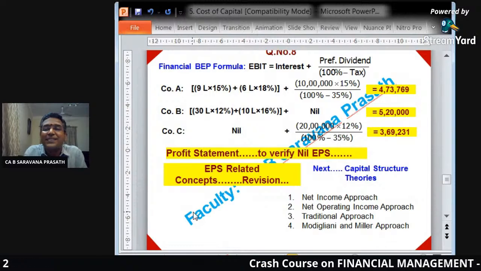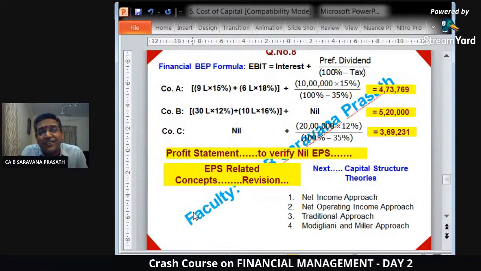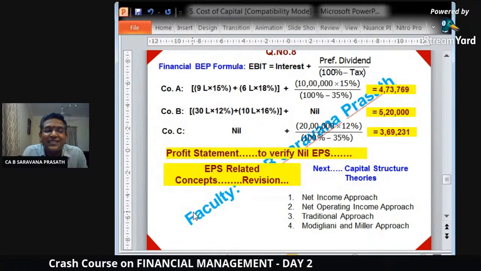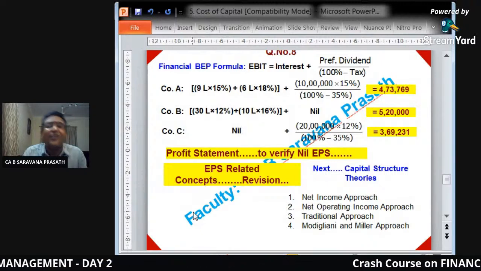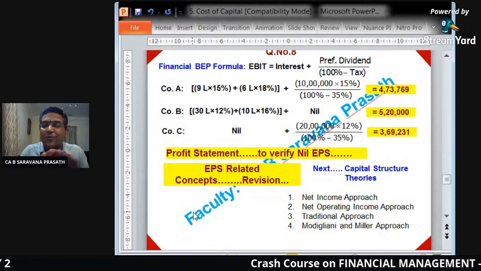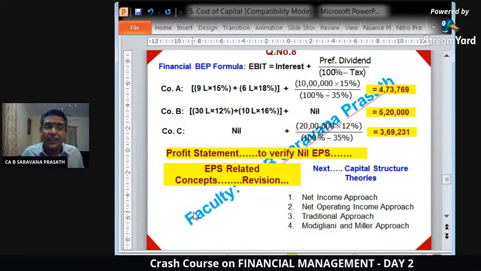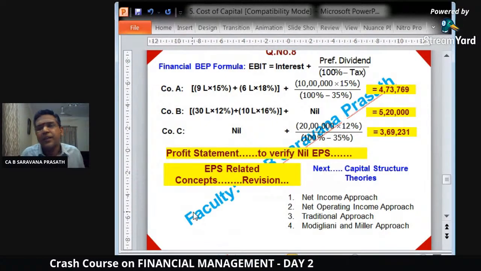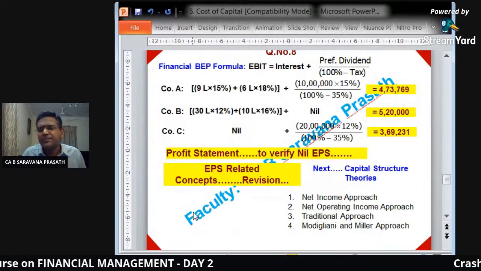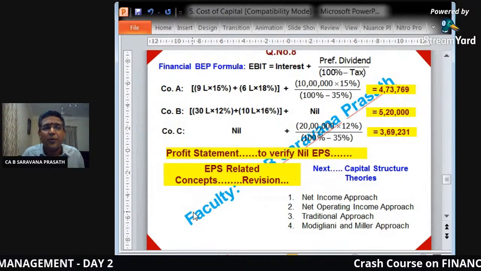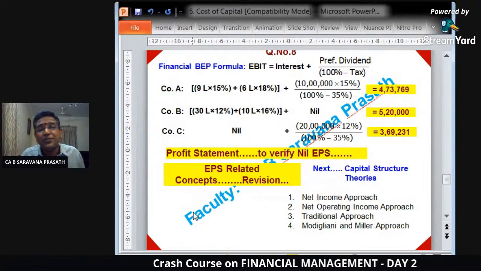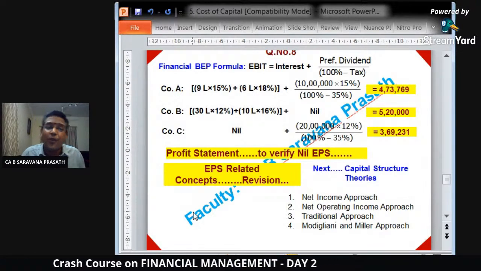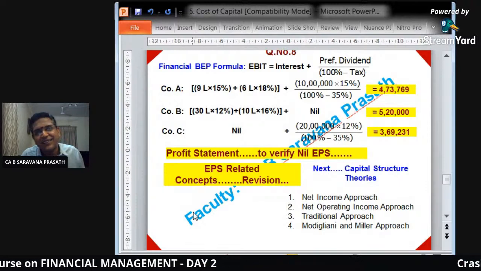Cost of capital remains constant. Net operating income approach says debt is cheaper, you may borrow, but if you borrow, cost of equity increases, therefore overall cost of capital remains constant. Traditional approach says it is the more practical approach, even though the word traditional should not be misunderstood. Old is different, traditional is different.